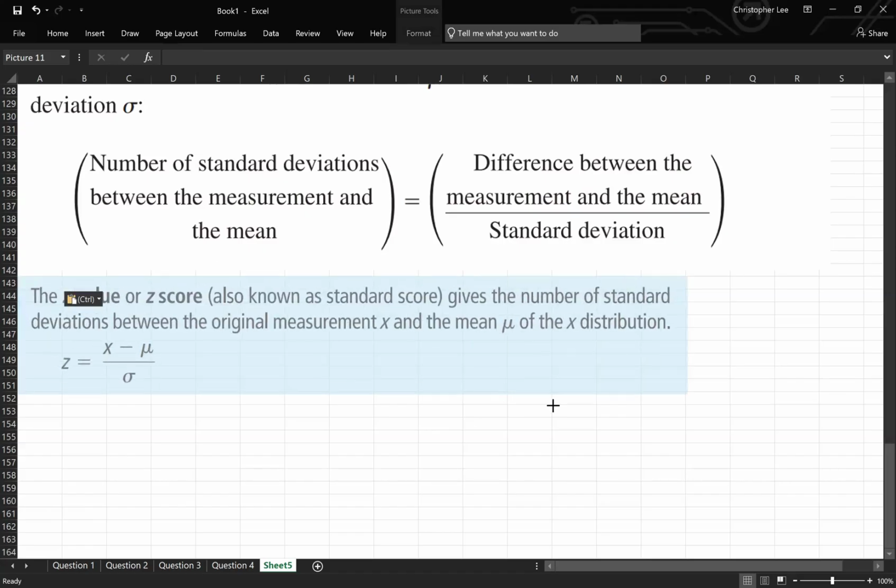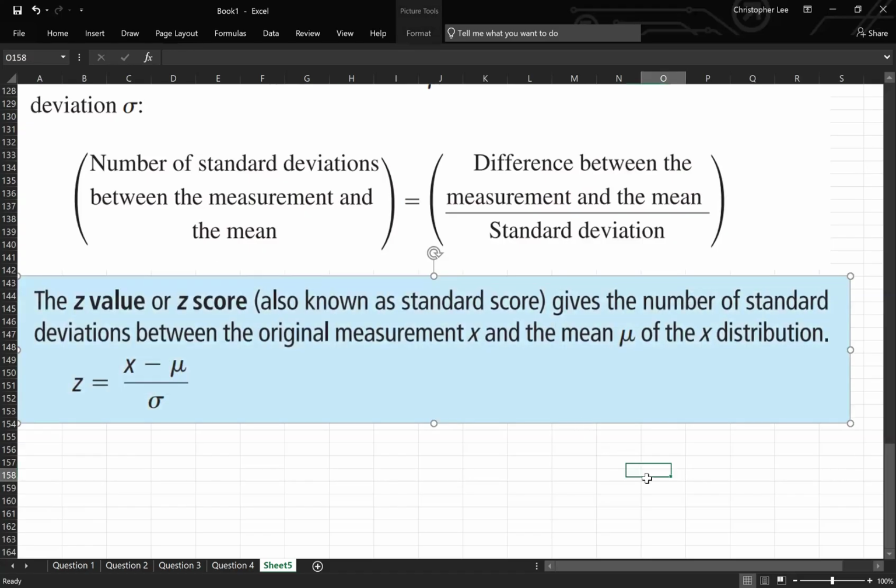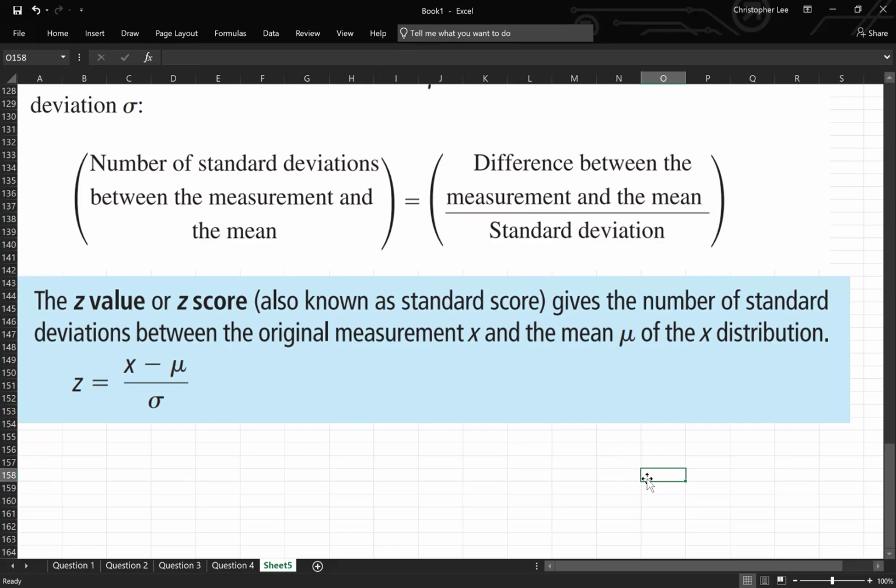So the Z value, or Z score, also known as the standard score, gives the number of standard deviations between the original measurement X and the mean mu of the X distribution. So Z is equal to X minus mu over sigma. This is on our formula sheet. This is in chapter 7, so if you look at chapter 7 on your formula sheet, you'll see this formula right here.